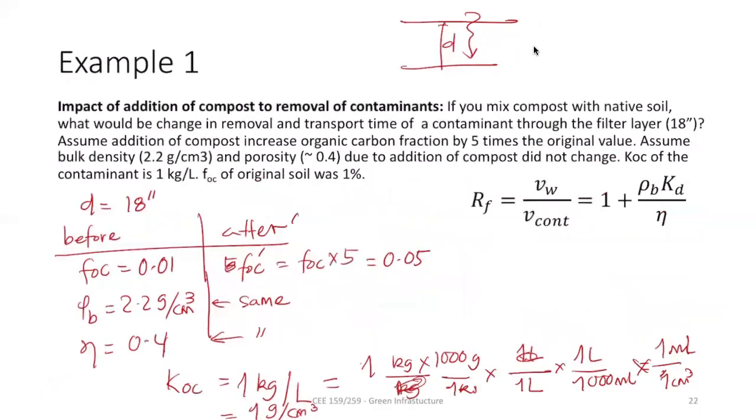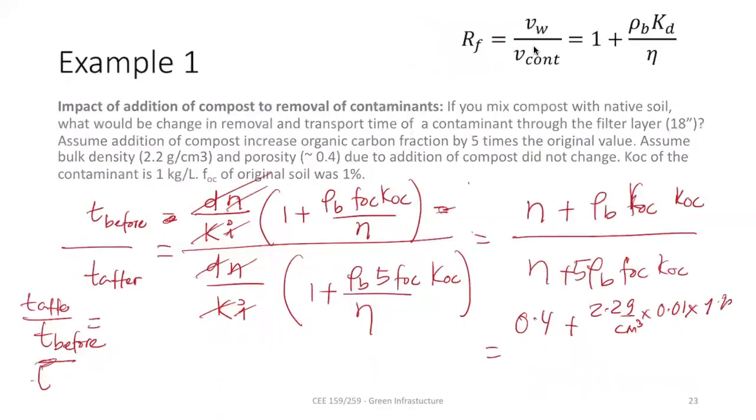The unit is actually different. This is a wrong unit. It should be liter per kg. Otherwise, it will cancel. So it will be 1 centimeter cube per gram, divided by 0.4, 2.2 times 5, 0.01 times 1. So whatever that answer would be, that's the time difference.